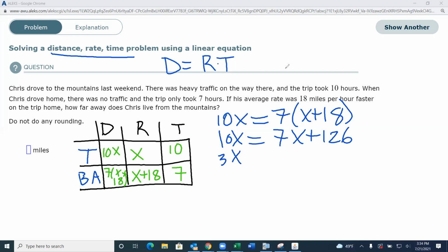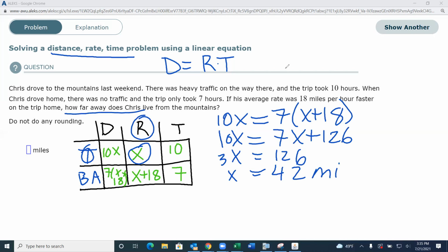Subtract 7x, divide by 3, and we've got it: 42 miles. Except, wait a minute, what does x stand for? X all by itself is the speed or rate going there. Oh, and we're supposed to find how far away he lives, the distance. So this 42 is not 42 miles. It's 42 miles per hour. That's how fast he was traveling on the way there.